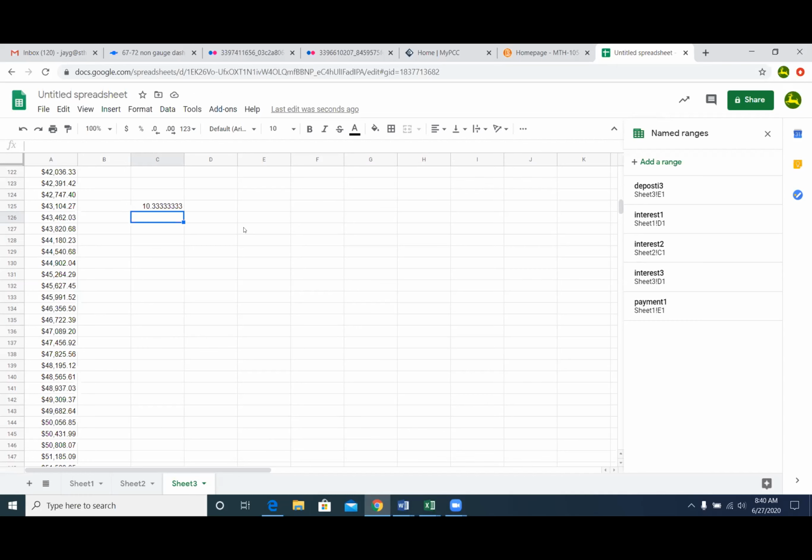Had you used the NPER function, it would have said 124 point whatever months. Yay, I guess. To me, it's easier just to click and drag. It's faster. I think it's better. I just think it's an easier way to go about it.